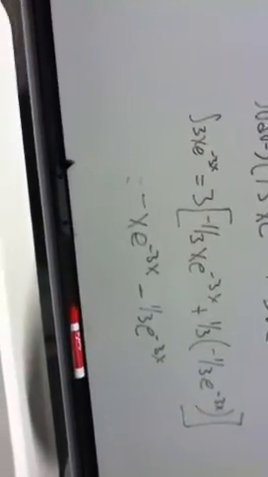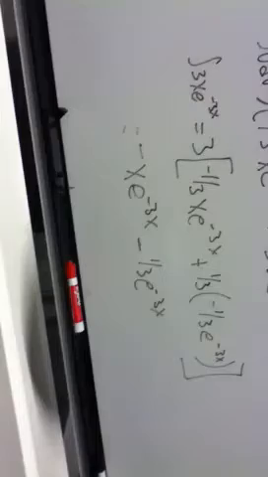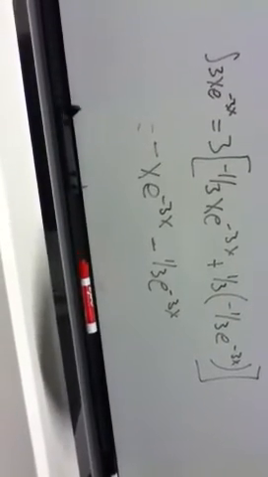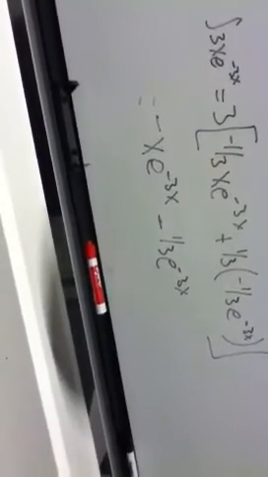So the integral of 3x times e to the negative 3x equals negative x times e to the negative 3x minus 1/3 e to the negative 3x.